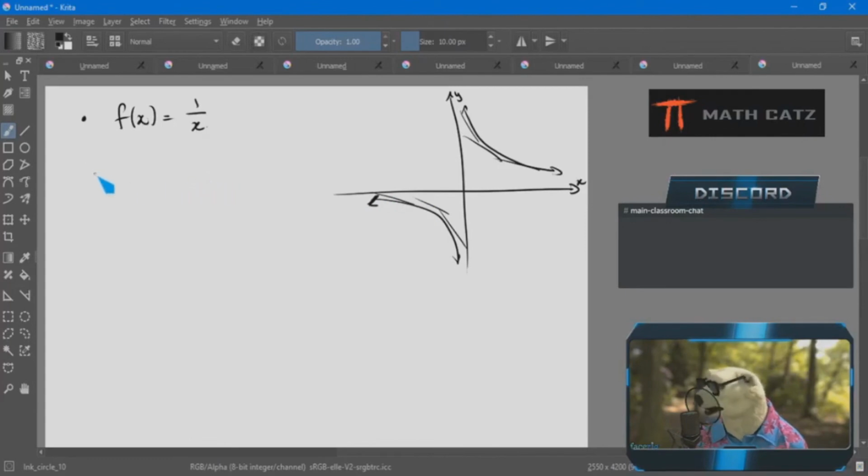Okay. Now I'm looking at the basic one. I'm not looking at transformations on this. Even simple transformations could make the derivative question too hard for me right now.